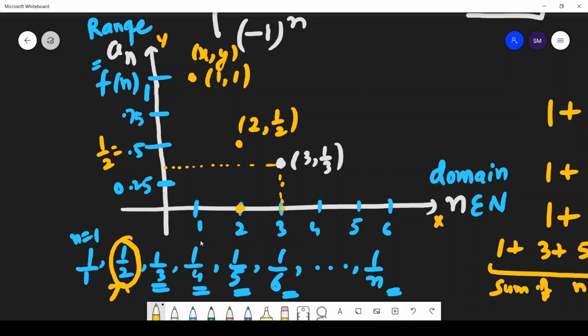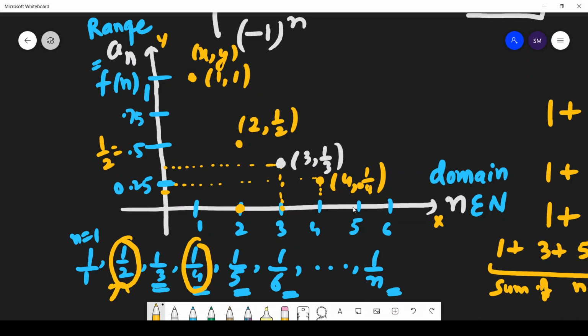Yes, n is equal to 4. So how much will a4 be, students? 0.25. So this is your 0.25, and this is your 4. So the point 4 and 1/4 comes here. Okay, so you can plot the next point also. 1/5. 1/5 is your 0.20, right? So you'll get a point somewhere over here, right?